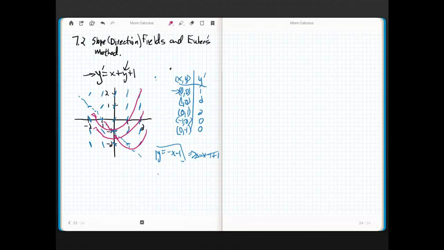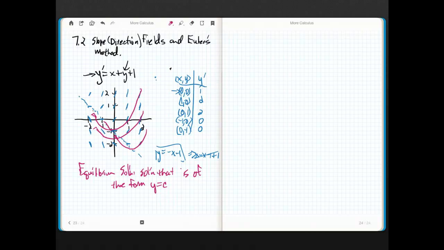Now answer this question. Are there any equilibrium solutions in this differential equation? What's an equilibrium solution? It's a solution, let's write this down because I know I didn't write it down. An equilibrium solution. Remember what it is? It's a solution of the form y equals c. So in other words, what we would see is a series of horizontal segments, all horizontal for some y equals c.